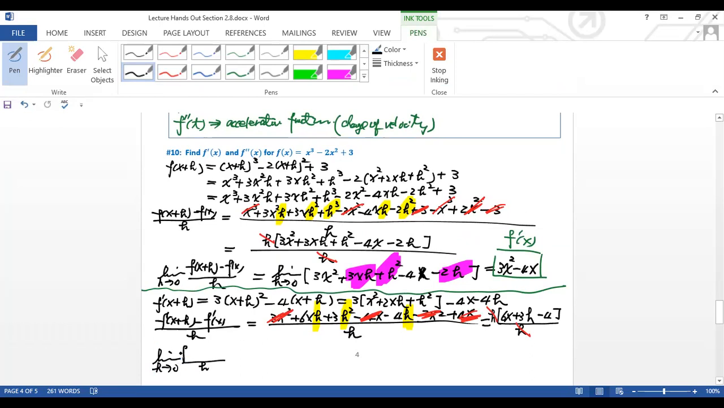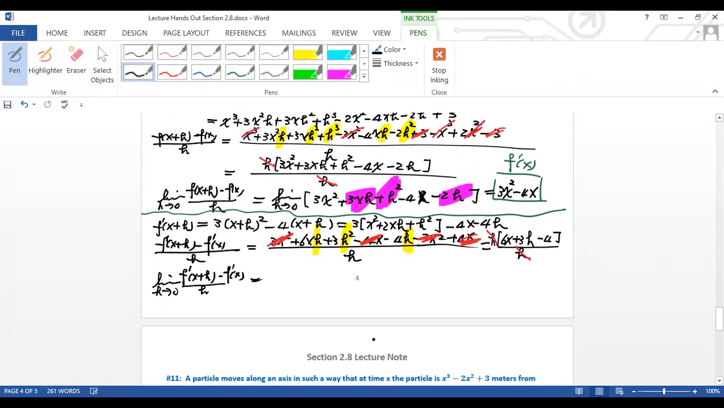Then this is the quotient of f prime of x plus h minus f prime of x over h, right? So basically, I'm just finding the limit as h approaches 0. Then here, this is 6x plus 3h minus 4. So when h approaches 0, what happens to this term? This term becomes 0, right? Okay, so that's good. So what is my final answer? My final answer will be 6x minus 4.